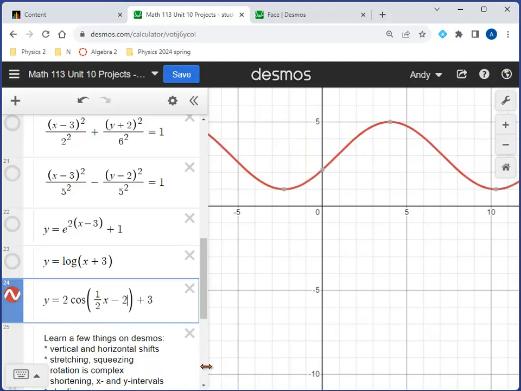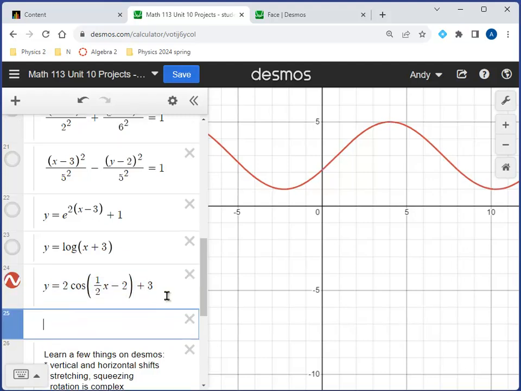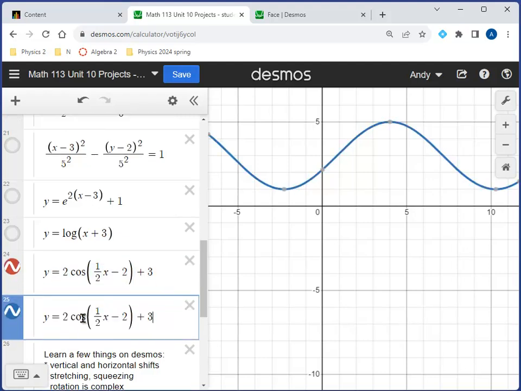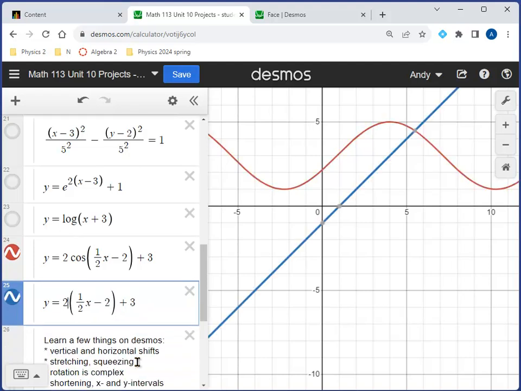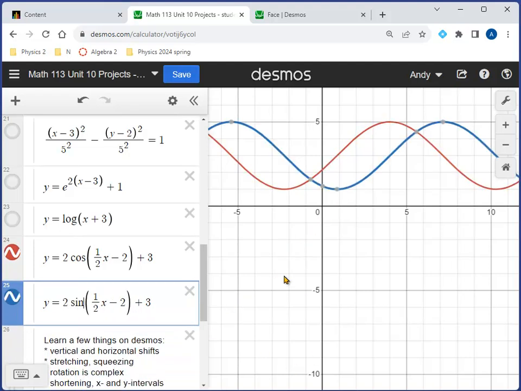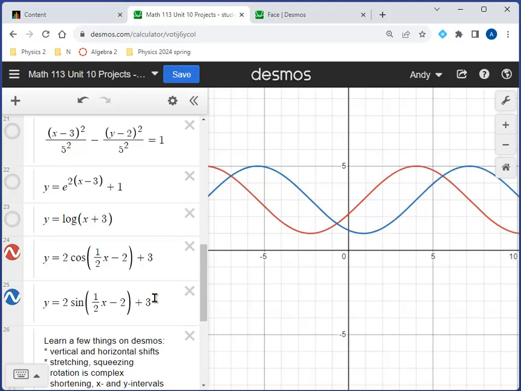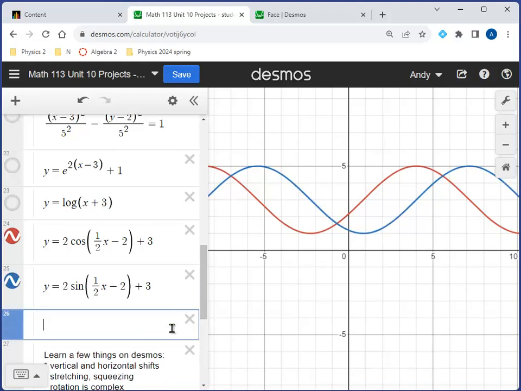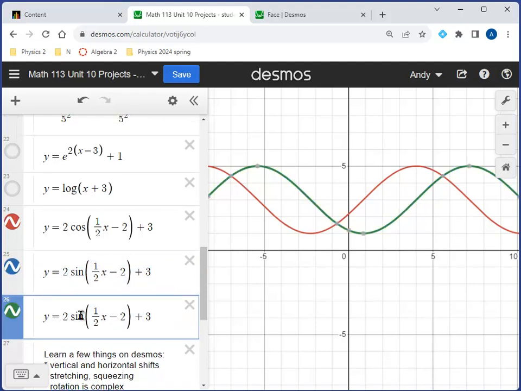There it's shifted. The sine, by the way, looks basically the same as the cosine. So if I change this one here from cosine to sine, then there we just go. It's just shifted. And finally, the last one here is the tangent. I think, again, I'm going to copy this one here and put tangent here.